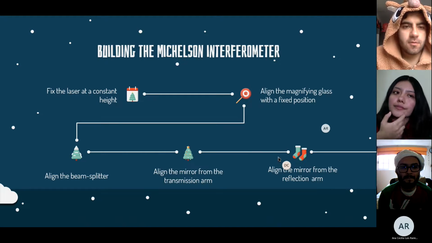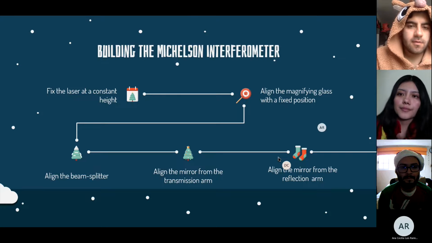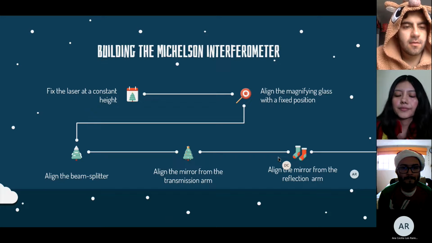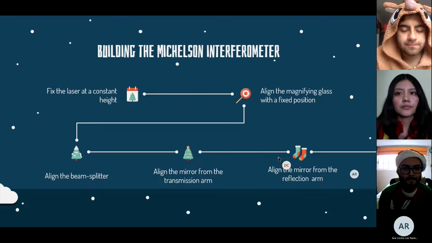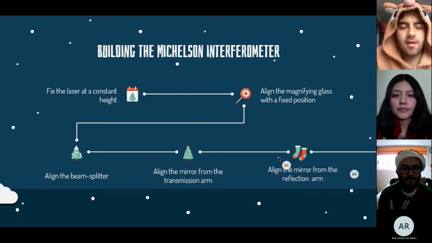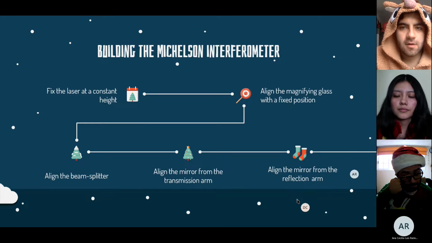The methodology to build the Michelson interferometer consists of fixing the laser point at a certain height, aligning the magnifying glass, then aligning the beam splitter, then first aligning the mirror for the transmission arm, and last aligning the mirror for the reflection arm.